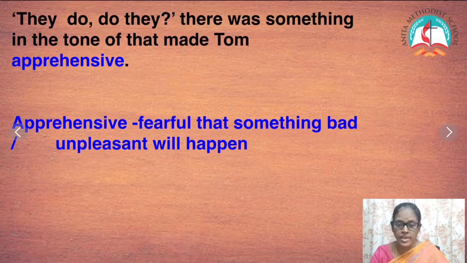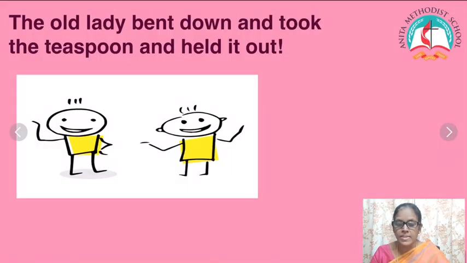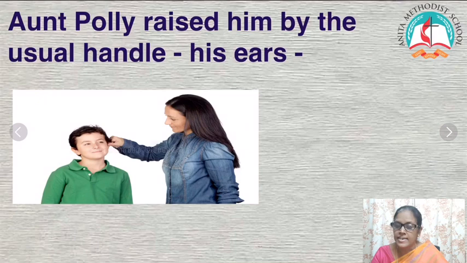"Do they?" There was something in the tone of that, and this made Tom apprehensive. Apprehensive means fearful that something bad or unpleasant will happen. "Yes, that is, I believe they do." "You do?" "Yes." The old lady bent down and took the teaspoon and held it out. And she found out that the painkiller was given to the cat, and that's why it acted like that.